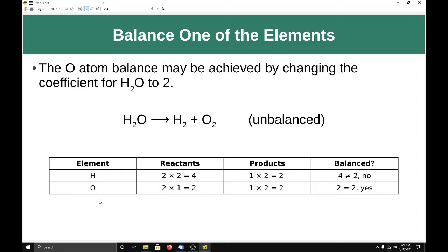So how are we going to go about balancing this guy? We're going to first start off by putting a 2 in front of the water molecules, because then we're going to get balance for the oxygen. But that's going to unbalance our hydrogen at that point.